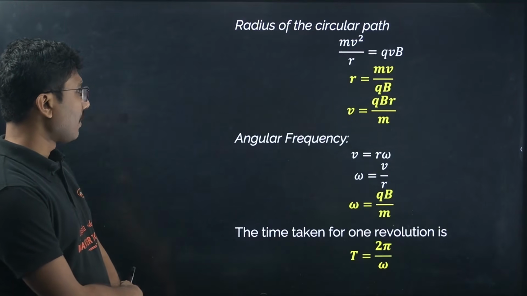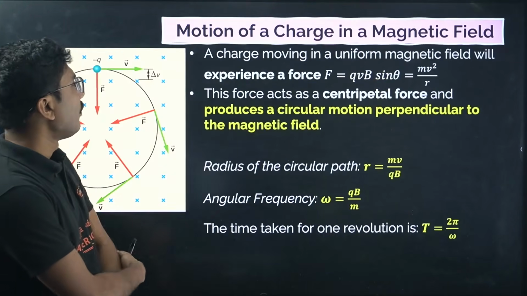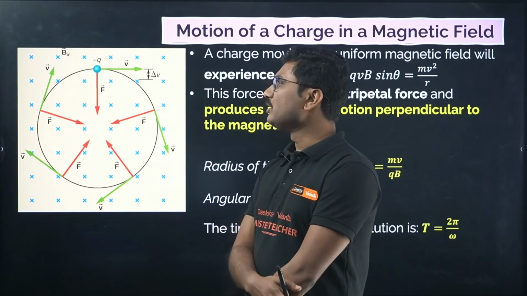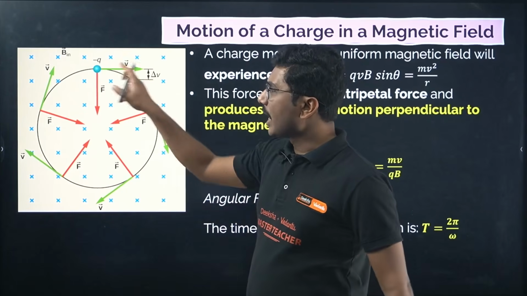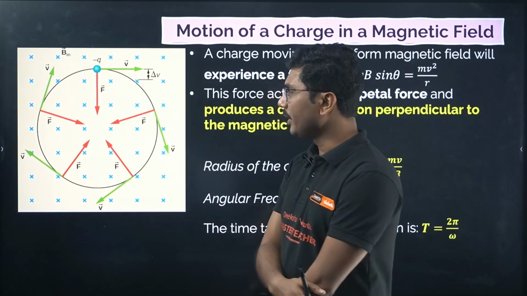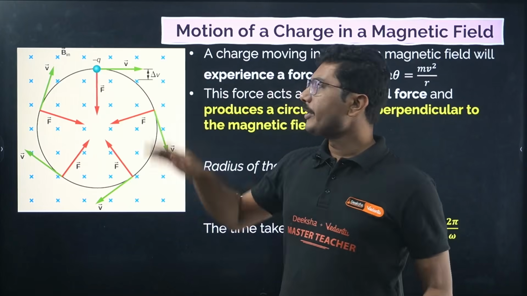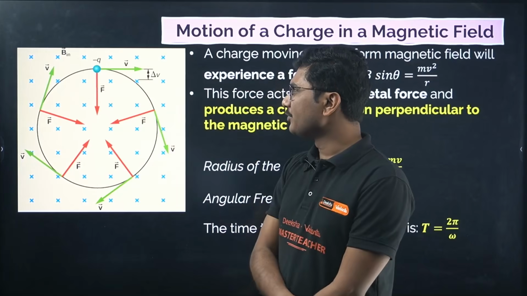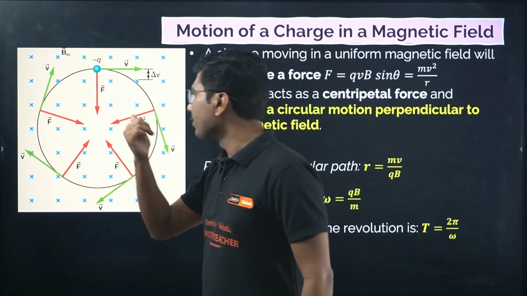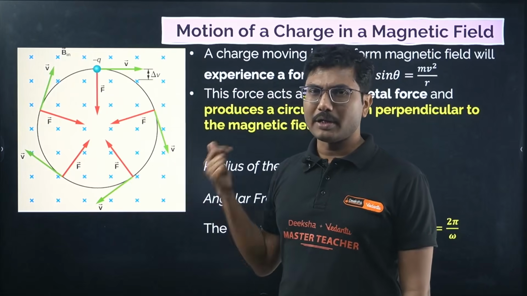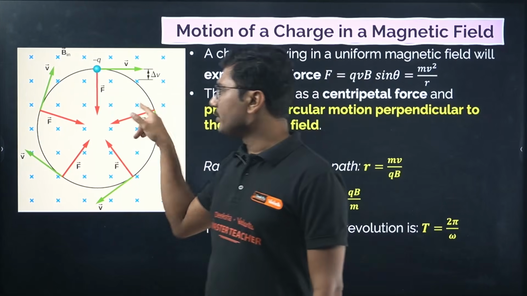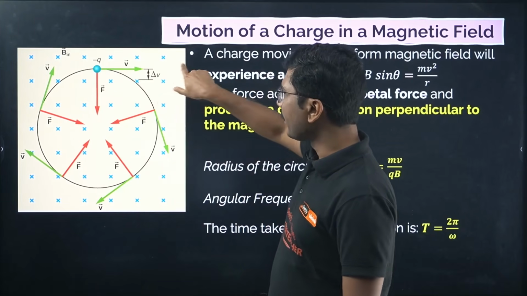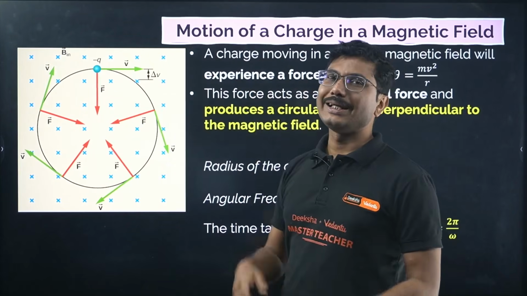Now let's see one more thing, the motion of a charge in a magnetic field. Now we have a charged particle and it is moving in a magnetic field. Here we have a negative charge. In case of positive charge, the direction will be opposite. Anyway, let's consider this negative charge, and the magnetic field is into the page of the paper. Cross means into the page, dot means out of the page. So suppose a magnetic field is acting into the page, and a negative charge is moving perpendicular to the magnetic field, then something interesting will happen.